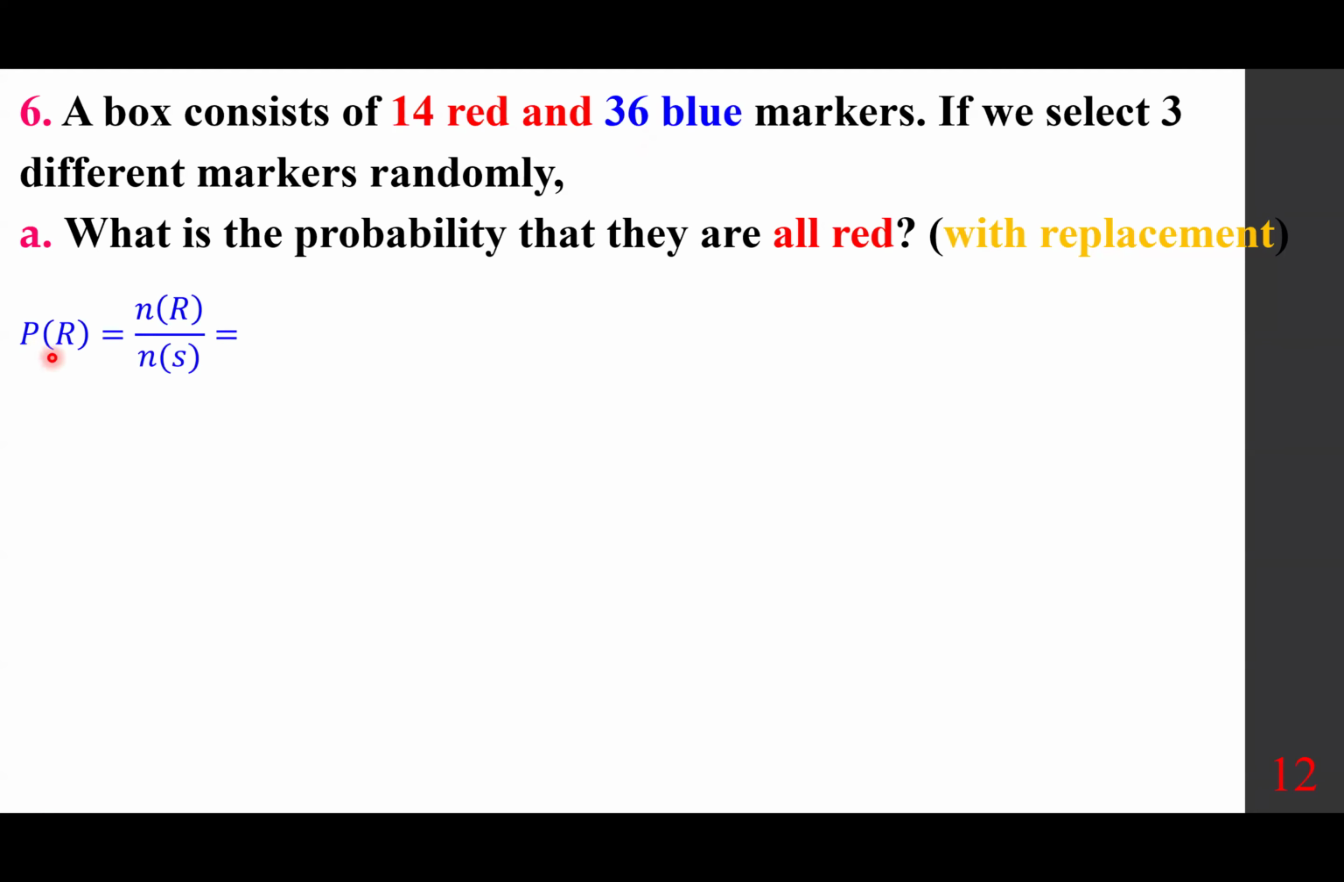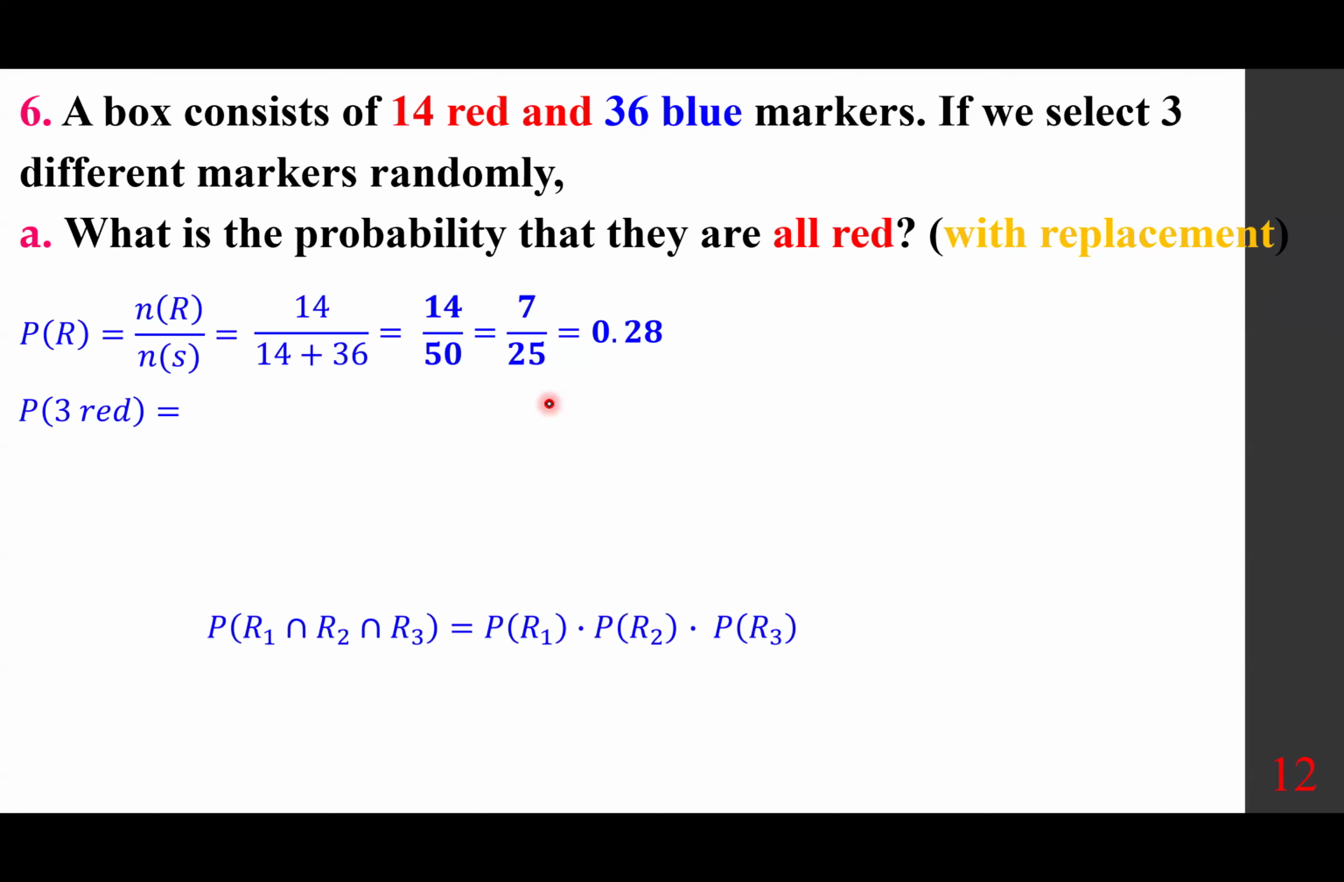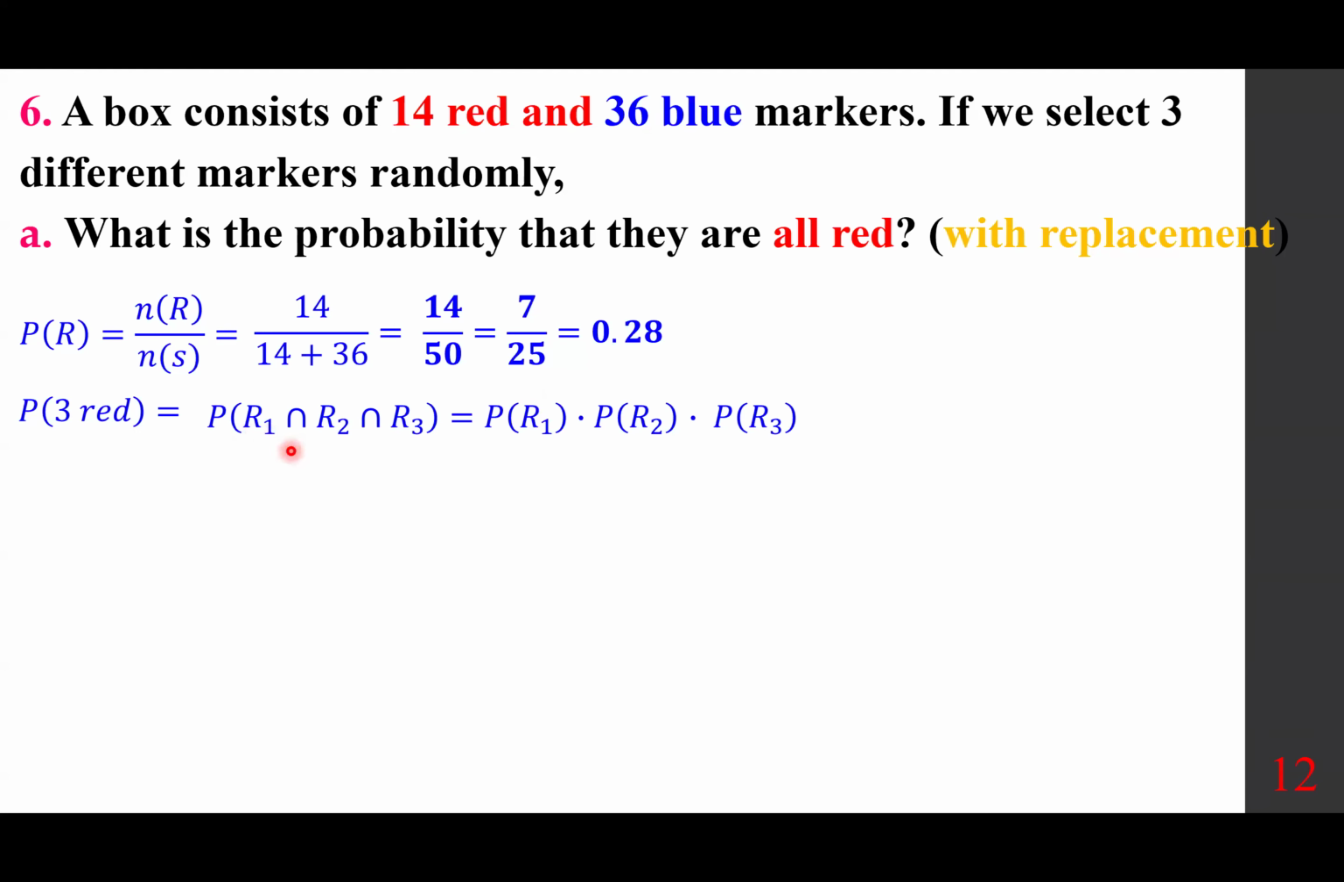So probability of R, R stands for red here, is N of R over N of S. So 14 over 14 plus 36. And 14 over 50 simplifies to 7 over 25 or 0.28. If you want three of them, they are independent. One way to write it is P of R1 intersection R2 intersection R3 means P of R1 times P of R2 times P of R3 because they're independent as a result of with replacement. Each one has the same value, 0.28, raise it to the power of 3. You can write it as a fraction, as a decimal, and that's the answer.